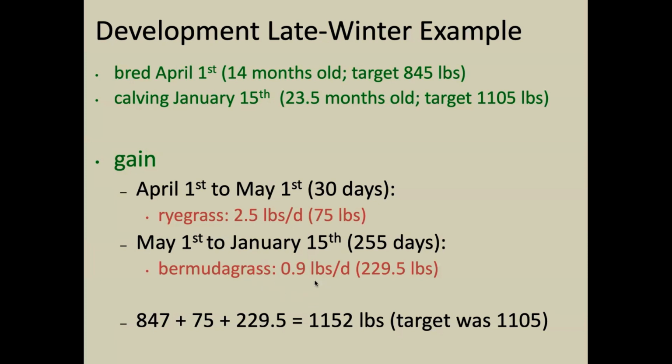And yes, I realize that's a little higher than what I used when she was younger, but that's because these older animals would do a little bit better on Bermuda grass. So I kind of figured that in there. So if we look at it, at breeding she started at 847, 75 pounds when she was grazing ryegrass, just under 230 pounds when she was grazing growing Bermuda grass and then stockpiled Bermuda grass. Looking at that heifer being a little over 1,150 pounds, more than met our weight there.